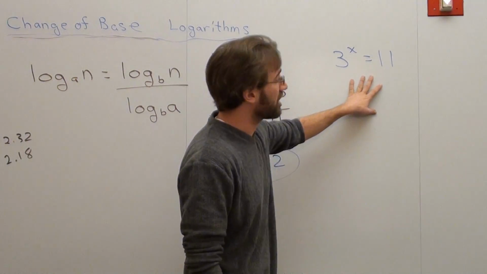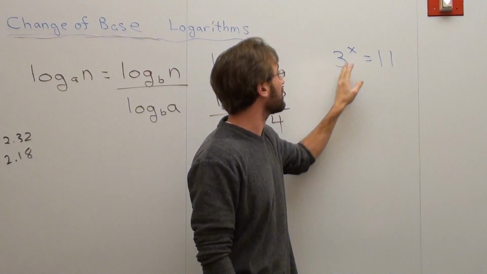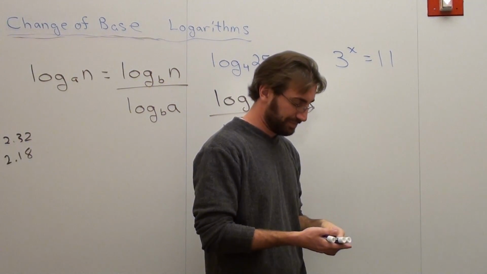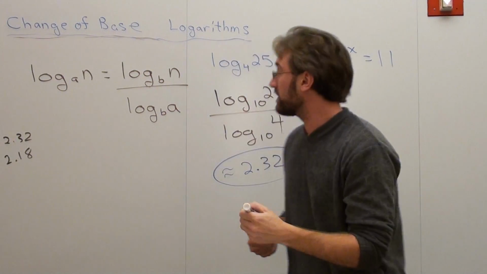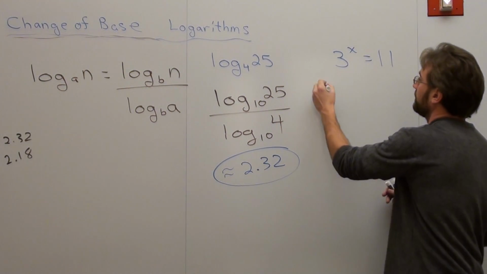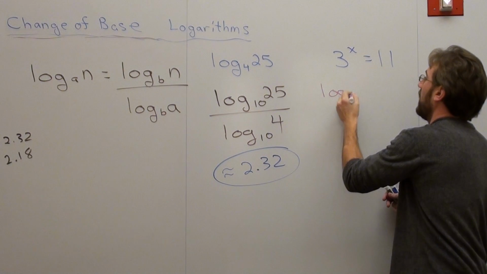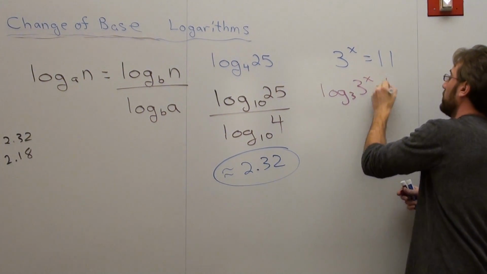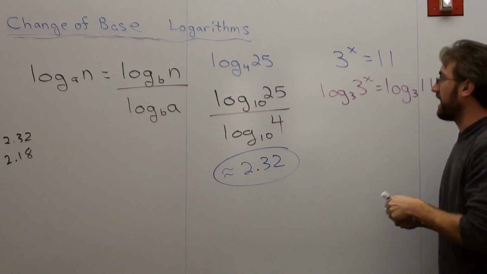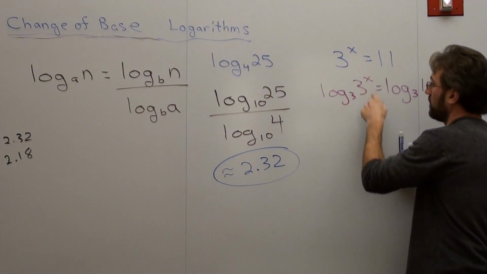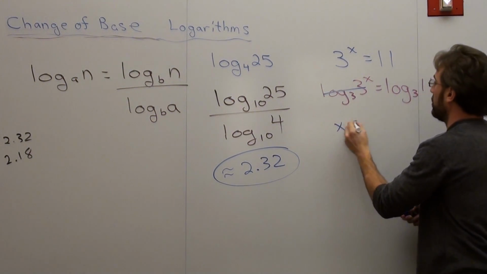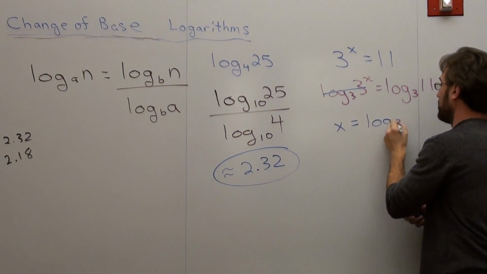Okay. I can use the change of base formula here on 3 to the power of x equals 11. But what I first want to do is get x by itself. So that's what I'm going to do. I'm going to take the log of base 3 on both sides. Now, what that allows me to do is cancel out the 3's, or the x goes in front, either one, doesn't really matter. And now I've got x equals log base 3 of 11.